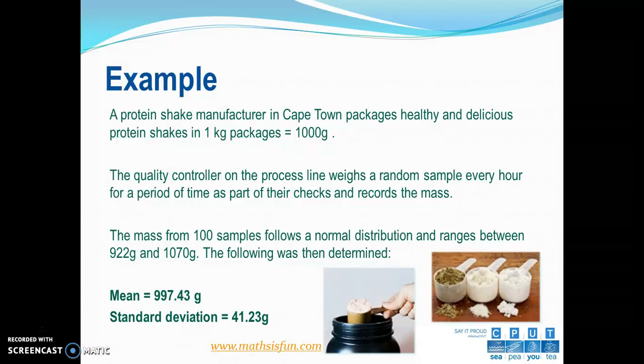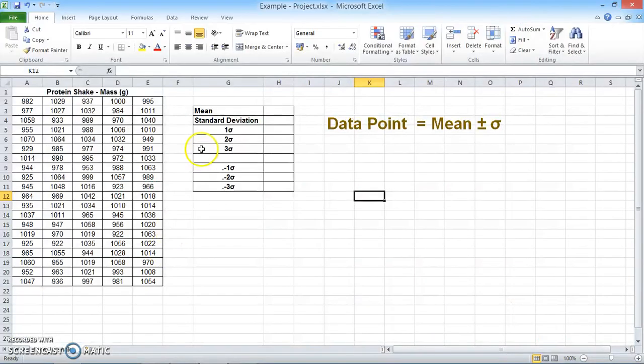I would like to use Excel to show you how easy it is to determine the mean and standard deviation of a dataset. We would then determine the data points by making use of the formula. So let's jump to Excel. The data in front of us are the recorded masses of the 100 samples. The formula that we are going to use to determine the data point at each one of the standard deviations is: the data point is equal to the mean plus or minus your standard deviation.